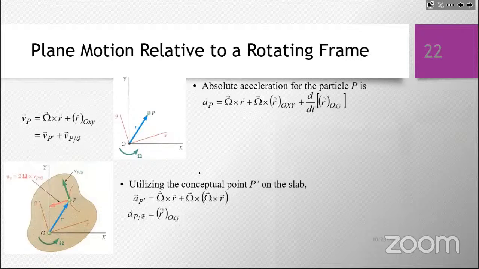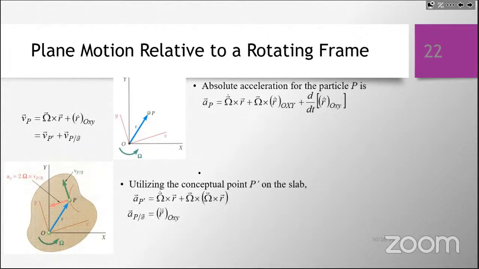We can take the derivative of this, right? So we can rewrite VP first. Let's rewrite VP. VP prime, the velocity of that point, is just the angular velocity of my slab cross R, because it's the tangential velocity of this point on my rigid body, plus R dot OXY, plus how R is changing with respect to the rotating frame.